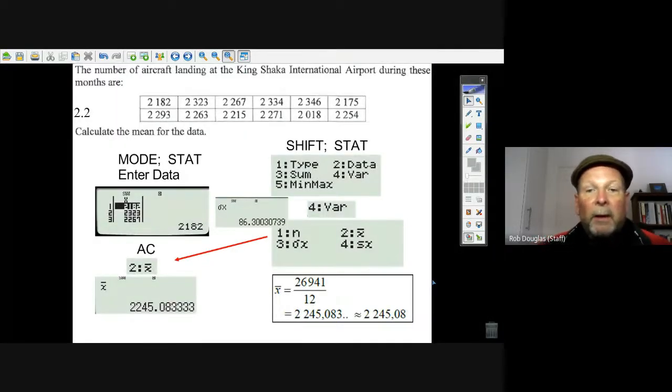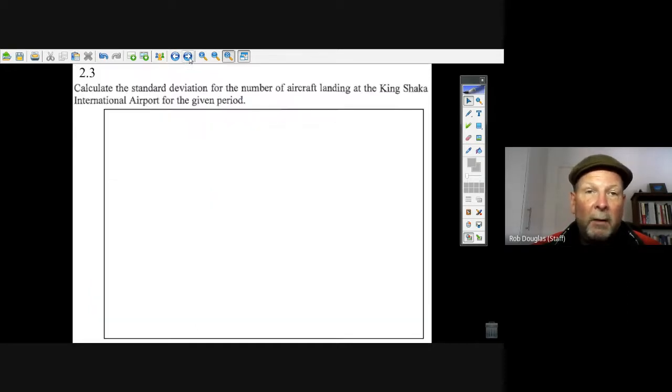Okay, in the last video, we did this question and we put in all this data and then we hit AC and we put in shift stat, we put in variance, and then we found the mean. Well, the next question says find the standard deviation. Well, it's so easy to do because we've got all the data in already.